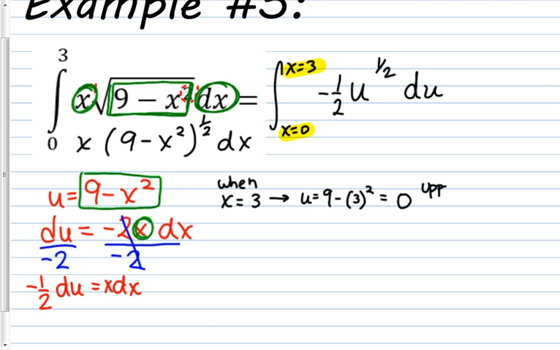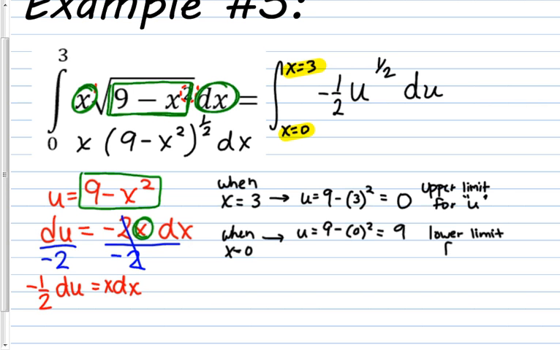So now my upper limit, because remember the 3 was the upper limit, my upper limit for u is 0. Then when x equals 0, that's my lower limit, u is 9 minus 0 squared, so that's 9. So my lower limit for u is 9. Now you must be like, well, hold on. The lower limit is bigger. Yes, and the reason for that is because I'm now working with u.